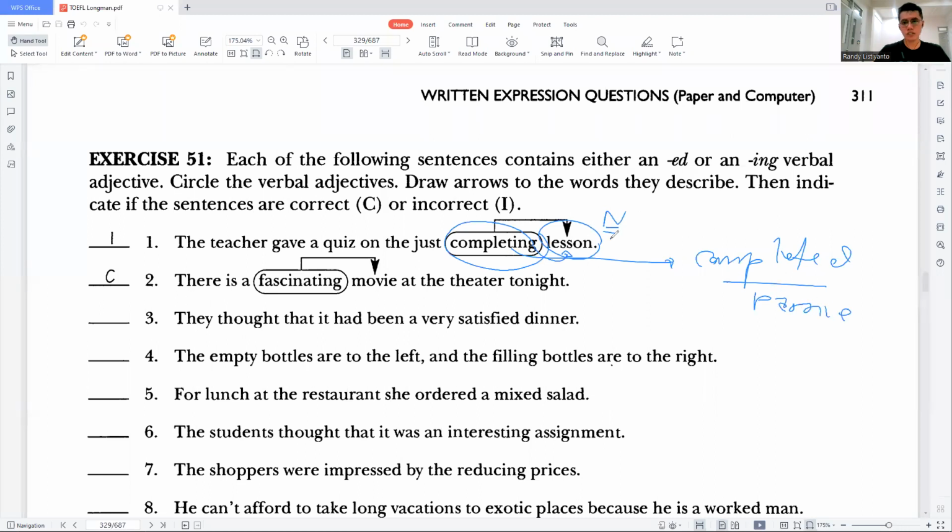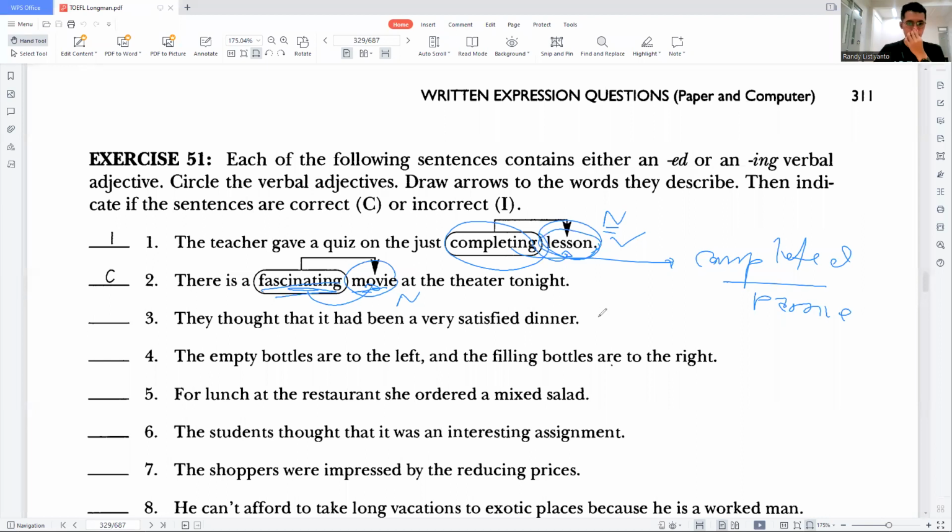First, if you pay close attention to the meaning of the sentence, it should be passive. And also, to make it easier for you to understand, lesson cannot do active things because it is not human. It is not a living thing. Okay. There is a fascinating movie at the theater tonight. Fascinating here describes the noun movie. It is correct because fascinating here means the movie which fascinates people. So it is correct.